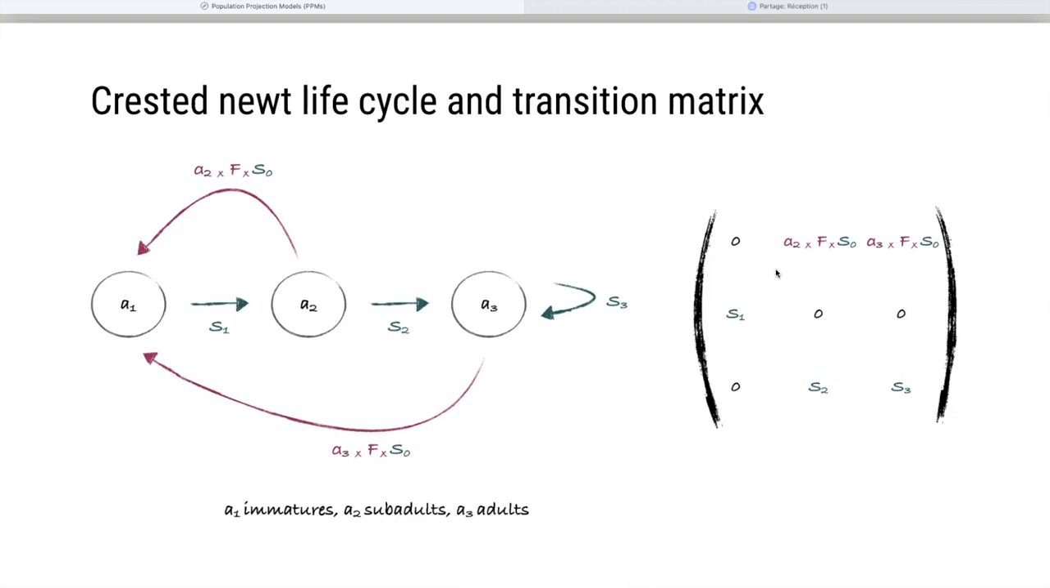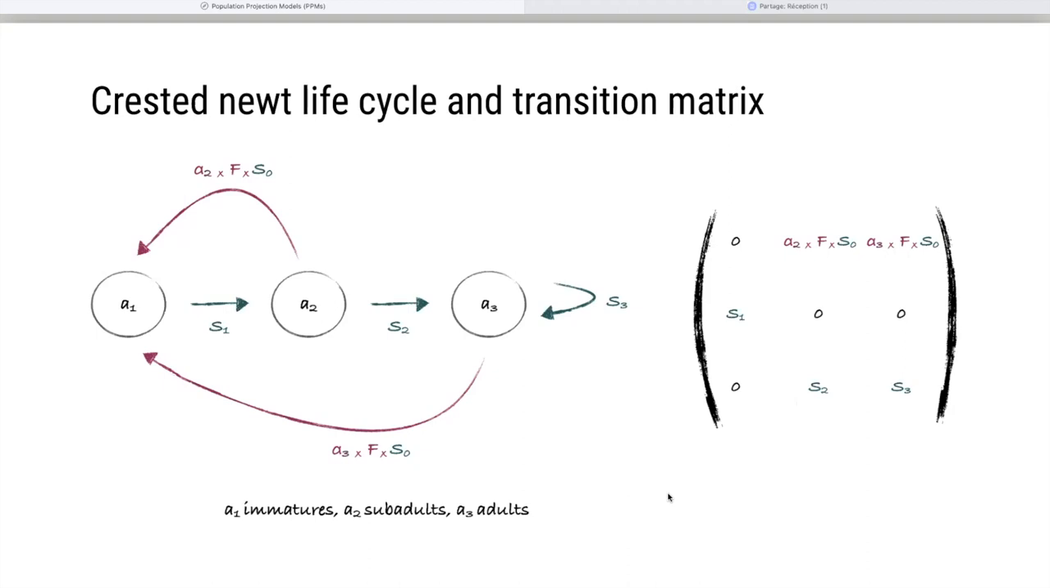The first row would be fecundity values, so new individuals produced by immatures, new individuals produced by subadults, and new individuals produced by adults. Then the survival of immature individuals, subadults, and adults. So it's structured in three age classes.